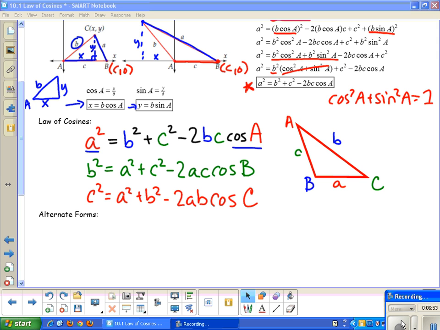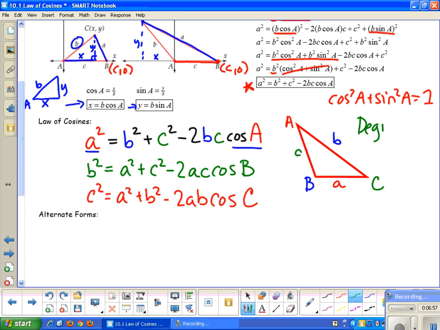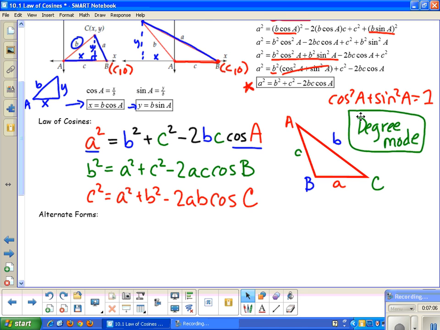Also, something else that I didn't mention was that your calculator needs to be in degree mode. When we're solving triangles, we always use degrees. We don't use radians, so make sure you change that if you haven't already.